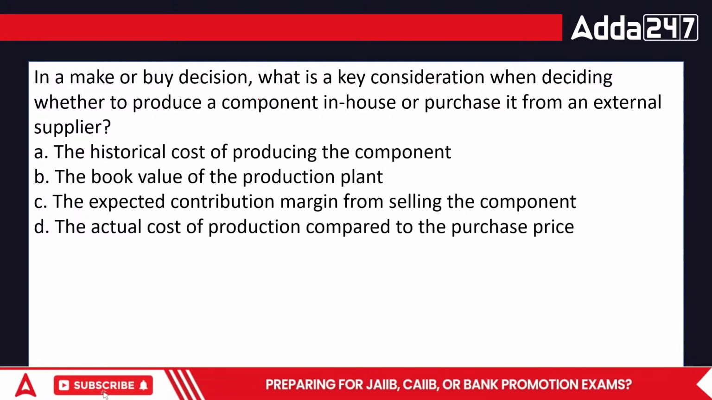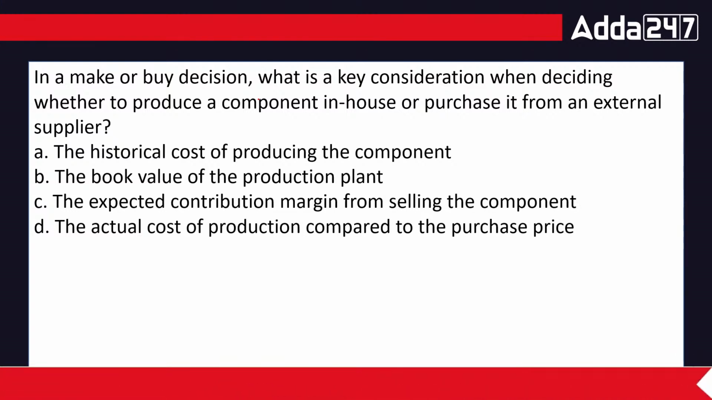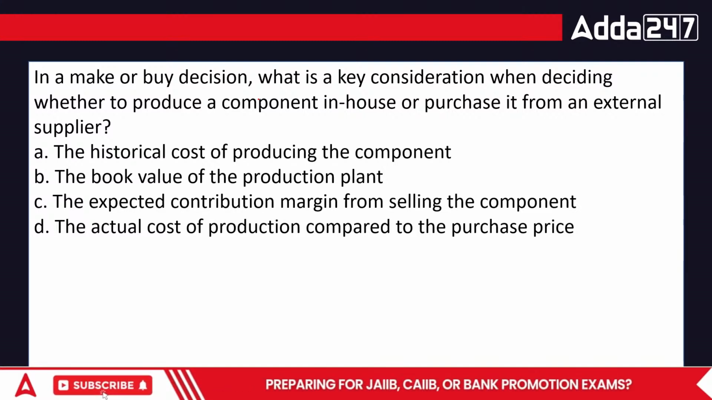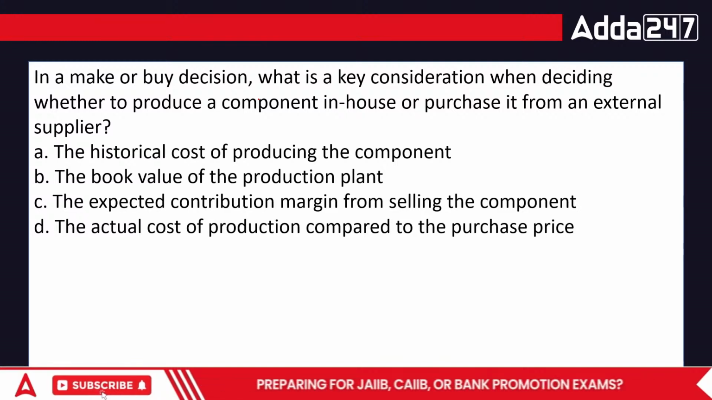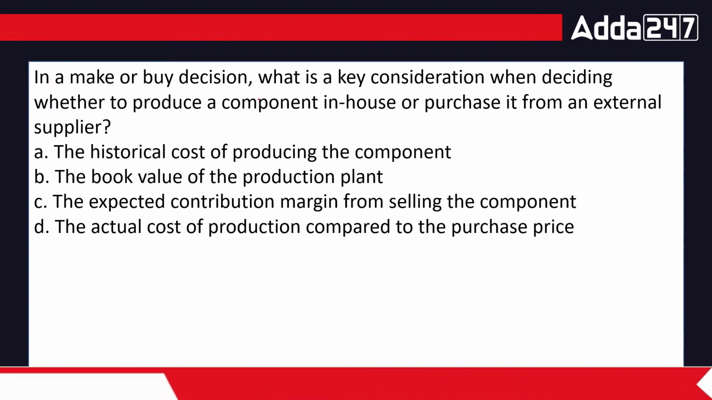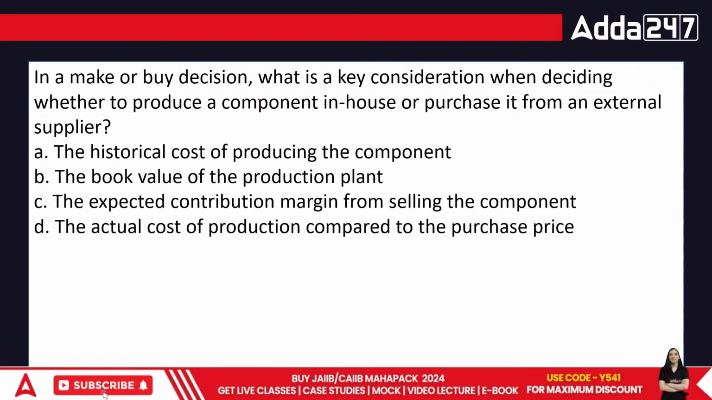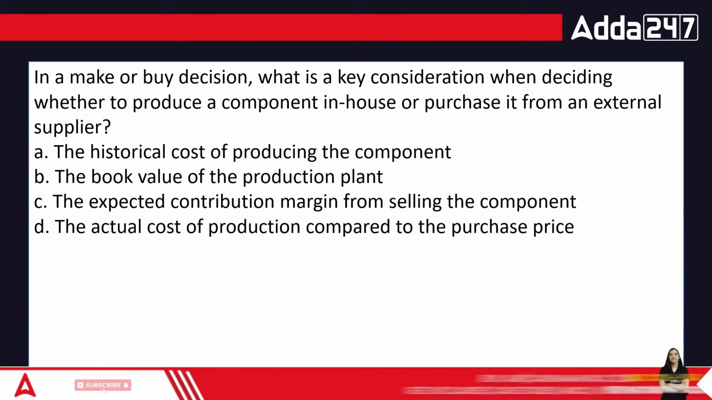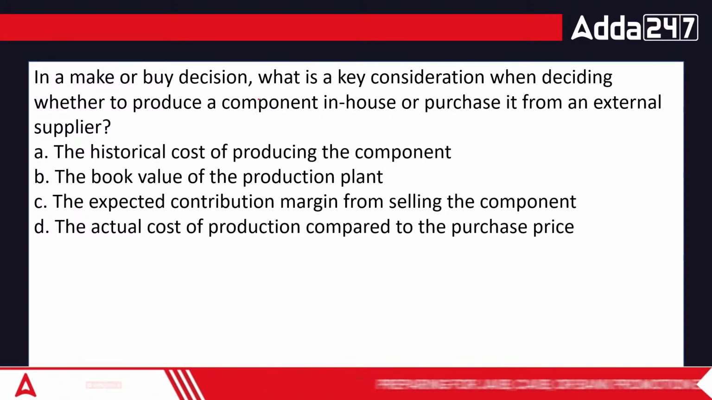Next point. In a make or buy decision, what is the key consideration when deciding whether to produce a component in-house or purchase it from an external supplier? Let me give you an example. This is one of my favorites. I think I've given this in your class earlier as well. Coke decided to make the bottles in its own plant because they found that the bottle production in-house was easier than buying it from outside. This is what they actually did as well. In the make or buy decision, this is the key consideration when deciding whether to produce the component in-house. You always have to compare the production price with your purchase price.